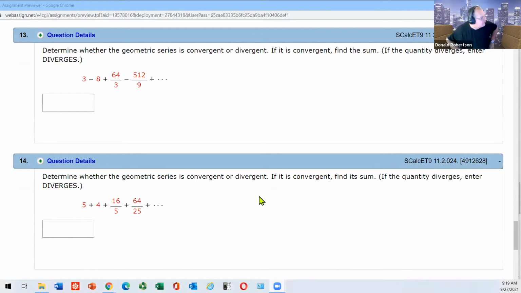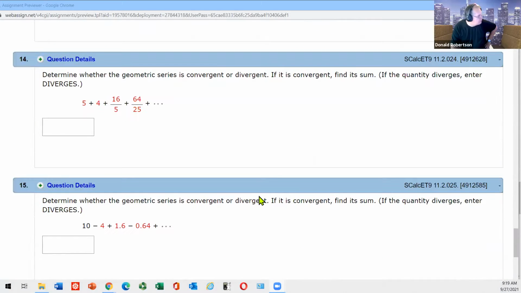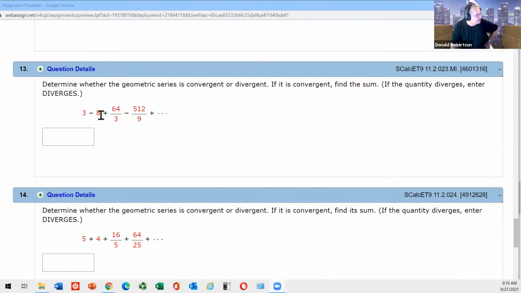Okay, I think 13 is the first one. Would you agree that guy is the A1, A2 technique that we talked about? Would you agree that's just another one of the same idea? In fact, if you look at this, would you agree the answer is 4/5 and it converges? And the answer is -8/3 and it diverges.